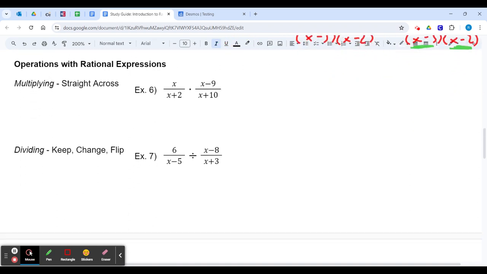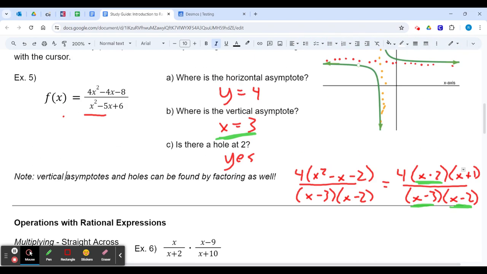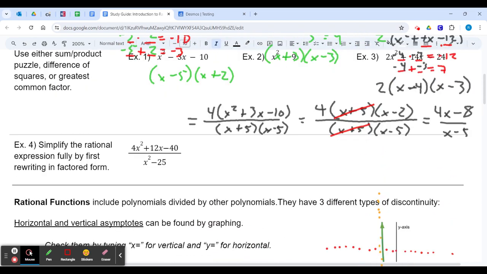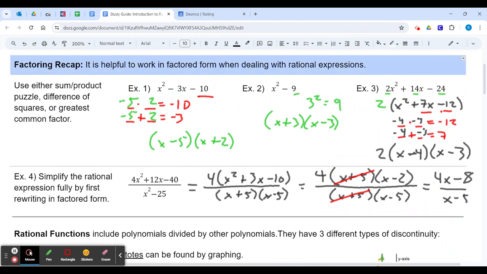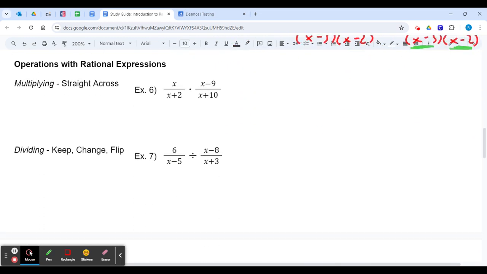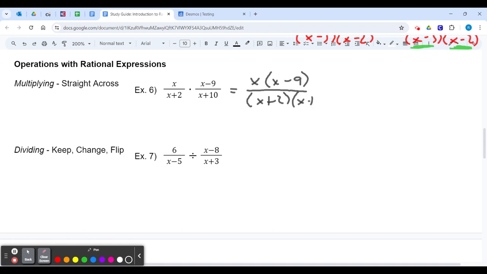Moving on, we handled a bunch of operations with rational expressions. In each of these cases, make sure you're following this idea that factoring is going to help us deal with all of these. However, in all of these operations, I just want to quickly recap the rules, and you'll run into some higher level problems later on. With multiplying, we just go straight across. So if I want to set up this problem, all I'm going to do is rewrite it in factored form. I have x times x minus 9 and x plus 2 times x plus 10.